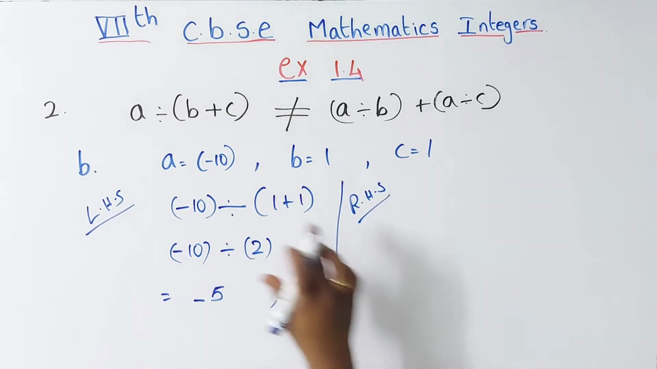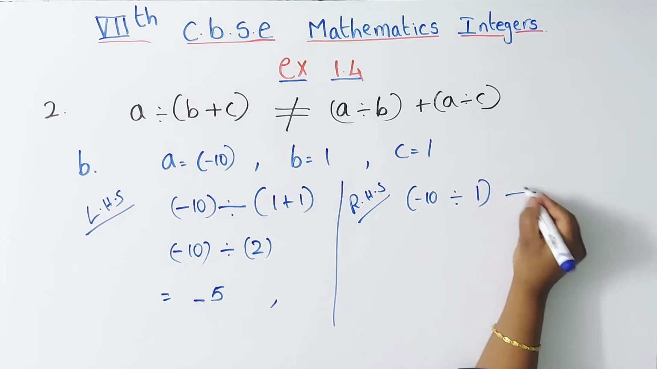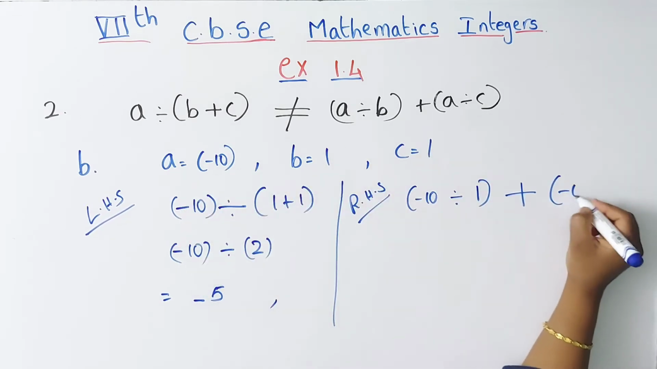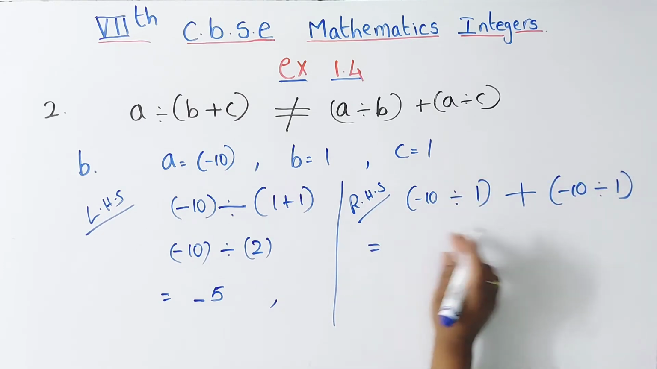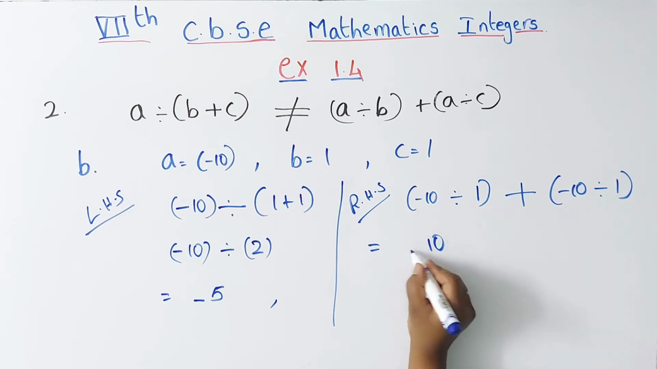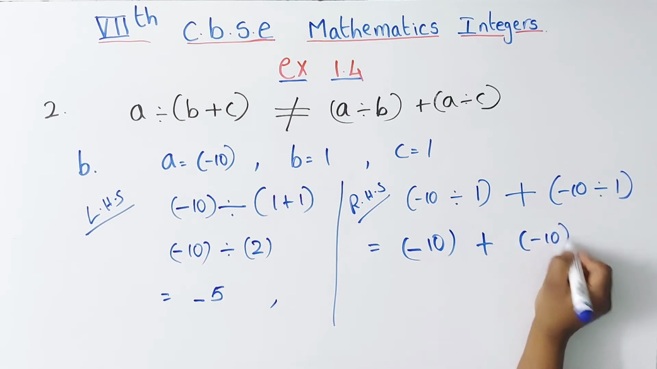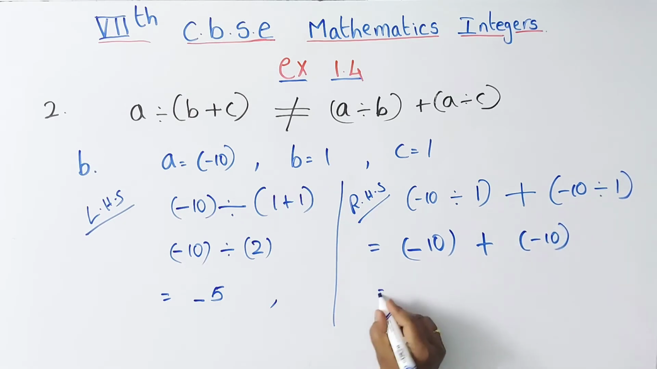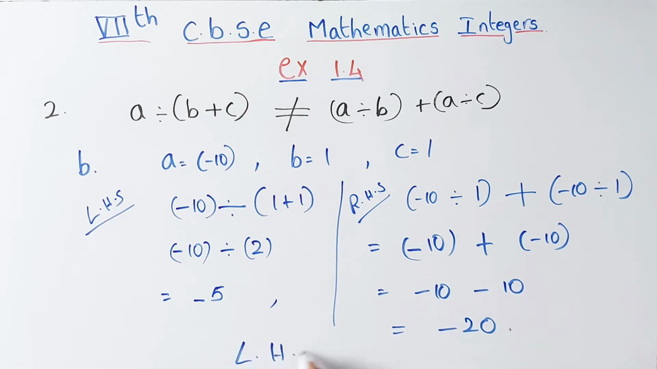Now RHS side, children. A divided by B is minus 10 divided by 1, plus A divided by C. Again minus 10 divided by 1, the C value is also 1. 10 by 1 is 10 only. Here minus, plus minus 10 divided by 1, again it is minus 10. Here minus 10 plus here minus 10. Both are negative integers, so it is minus 20. So LHS is not equal to RHS, children. It is verified as per this statement.